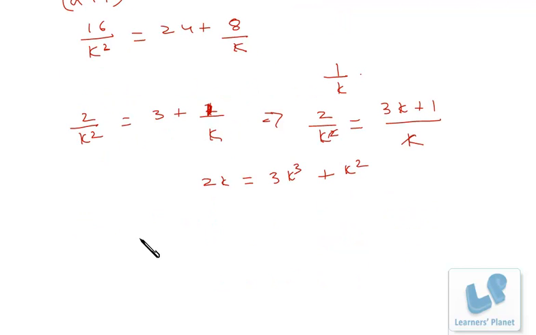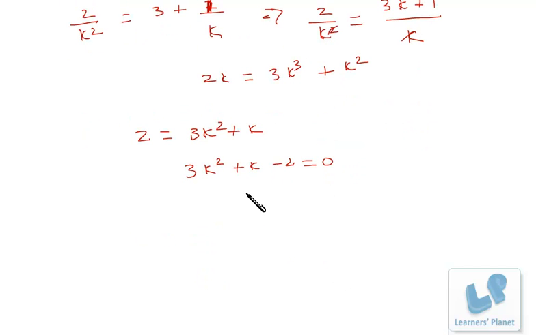So it's 2 is equal to 3k square plus k. So that means 3k square plus k minus 2 is equal to 0. Now we have to factorize. We have to find out the value of k when the product is minus 6 and sum is plus 1, right? So it's 3k square plus 3k minus 2k minus 2 is equal to 0.